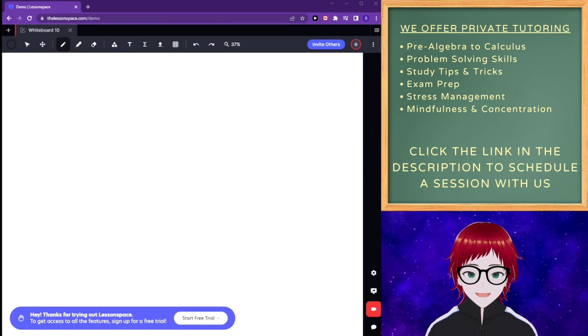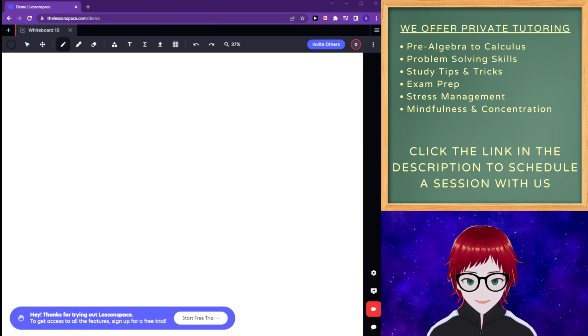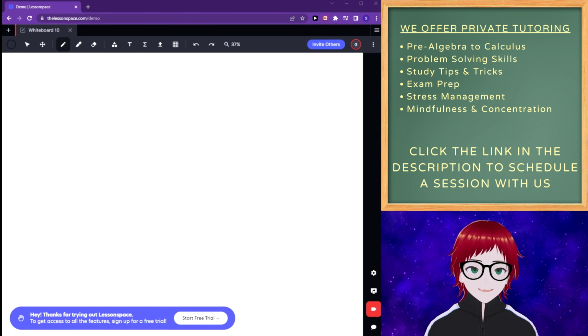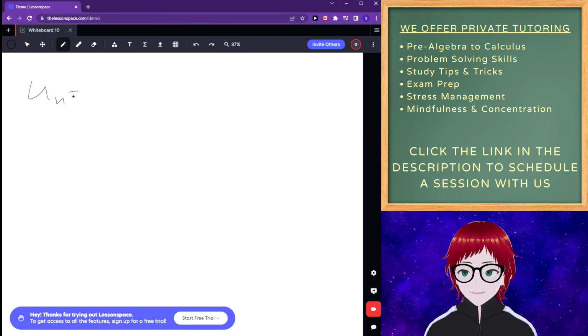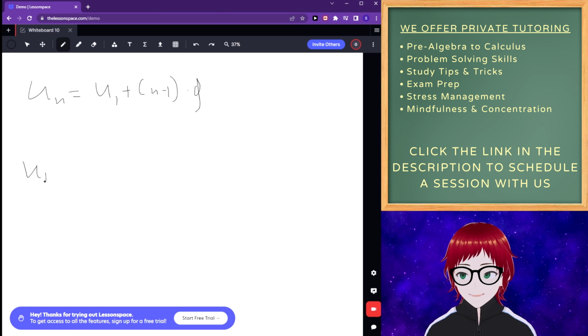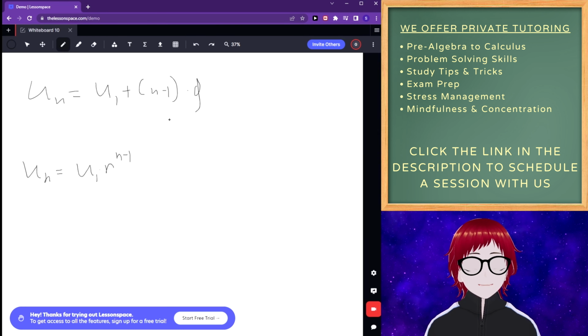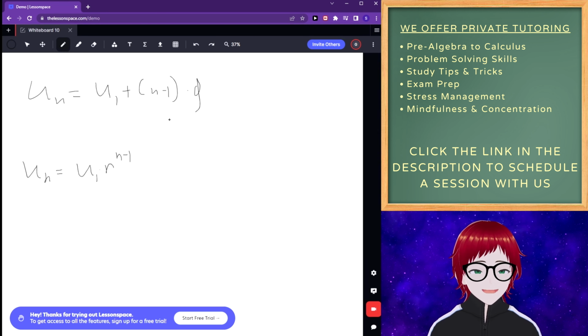Hello! In the last video, I was talking about sequences, both arithmetic and geometric, but I forgot to mention one tiny detail, and that is recursive sequences. So, you know how I said un for an arithmetic sequence is equal to u1 plus n minus 1 times d, and for a geometric sequence, we said un is equal to u1 times r to the power of n minus 1. Well, this is one way of writing these sequences.